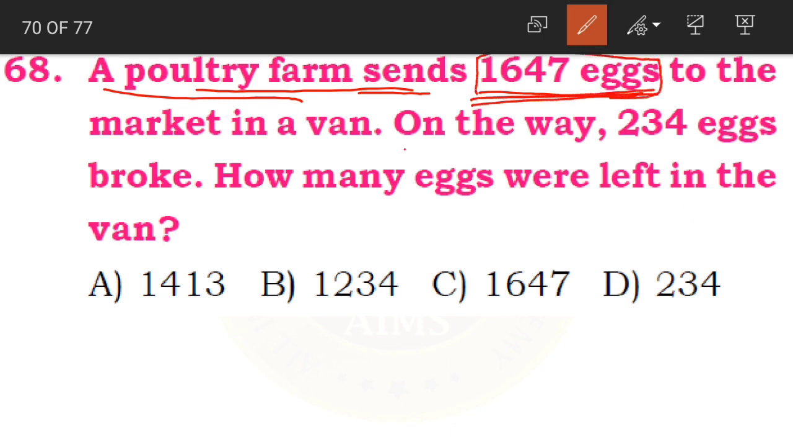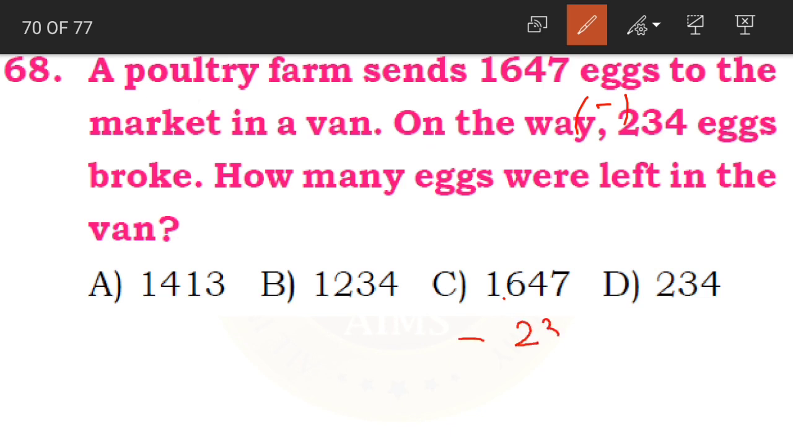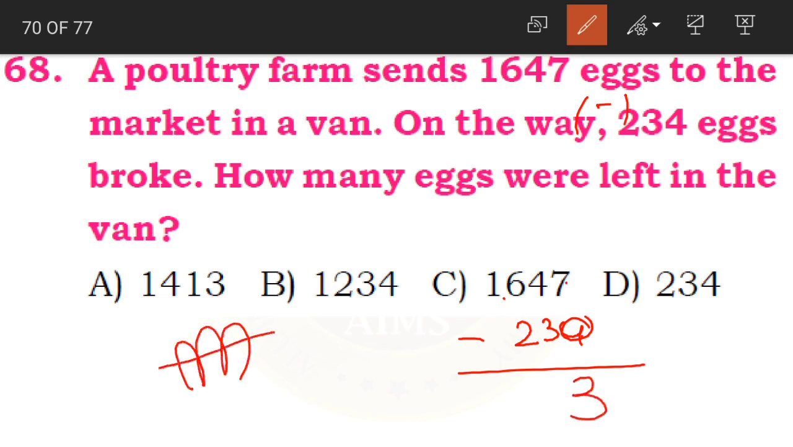They send 1,647 eggs. Now while going, 234 eggs broke. Now how many eggs were left in the van? How to find out? Yes, very good. We need to subtract 1,647 minus 234. Starting from the ones place, 7 minus 4. Keep 4 in mind. After 4, 5, 6, 7. 3. So 3 is our answer.